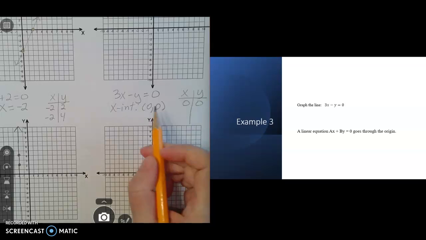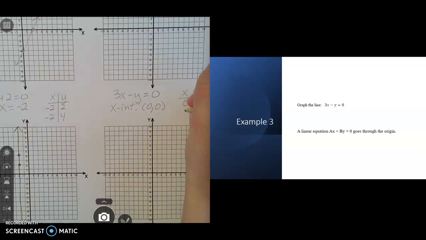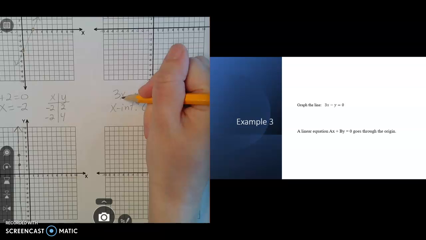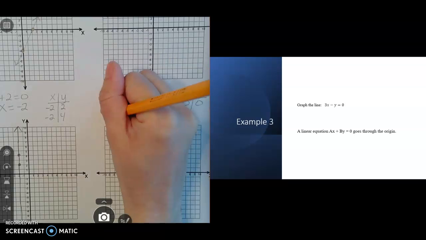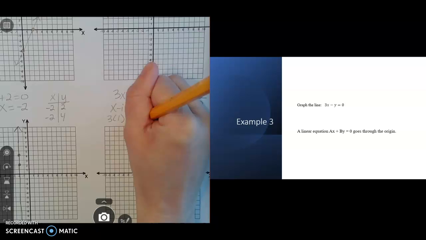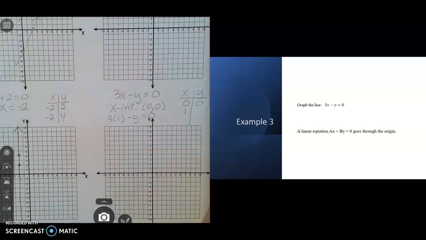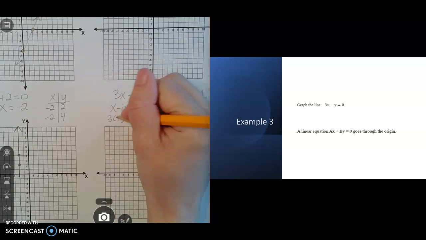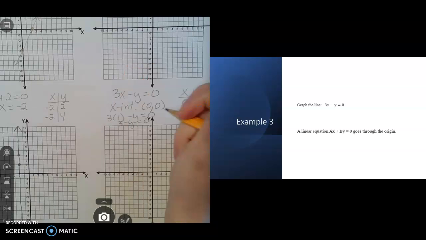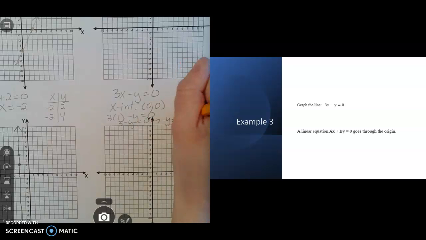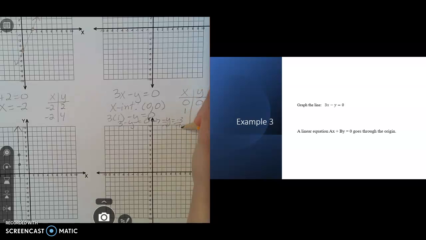So how about we just say, what happens when x is 1, just for example. And I'm just going to plug 1 in for x. So I'll have 3 times 1 minus y equals 0. And I'll just solve for the y coordinate that goes with 1. 3 times 1 is 3. So I'll have 3 minus y equals 0. If I subtract 3 from both sides, I'll have negative y equals negative 3. And then if I divide both sides by negative 1, I'll have a y value of positive 3. So now I have a second point. So now I can graph my line.